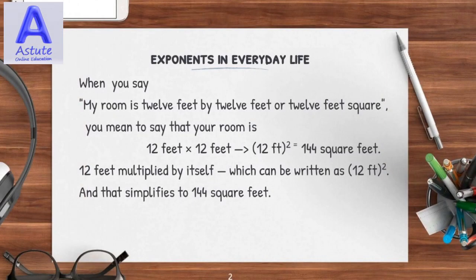Exponents in everyday life. When you say my room is 12 feet by 12 feet, or 12 feet square, you mean to say that your room is 12 feet by 12 feet. That is 12 square feet, which is equal to 144 square feet. 12 feet multiplied by itself can be written as 12 squared, and that simplifies to 144 square feet.